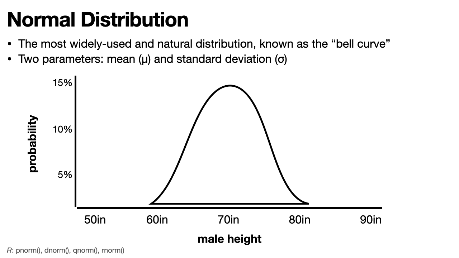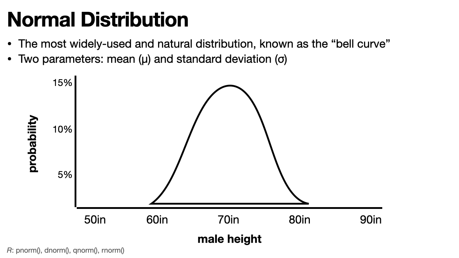The normal distribution is the most widely applied continuous distribution. It's also known as the bell curve. It takes in 2 parameters, mean and standard deviation. It's symmetrical around its mean, and it can be applied to many natural phenomena. The standard form of the normal distribution strictly has a mean of 0 and a standard deviation of 1.